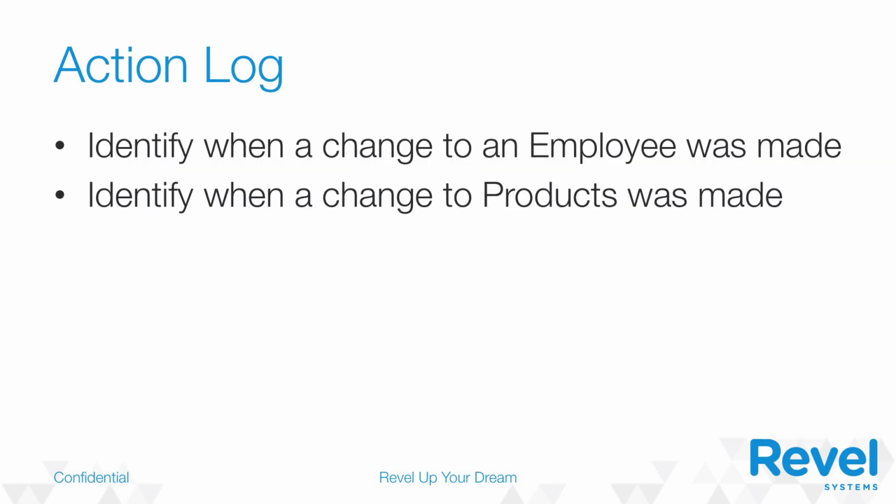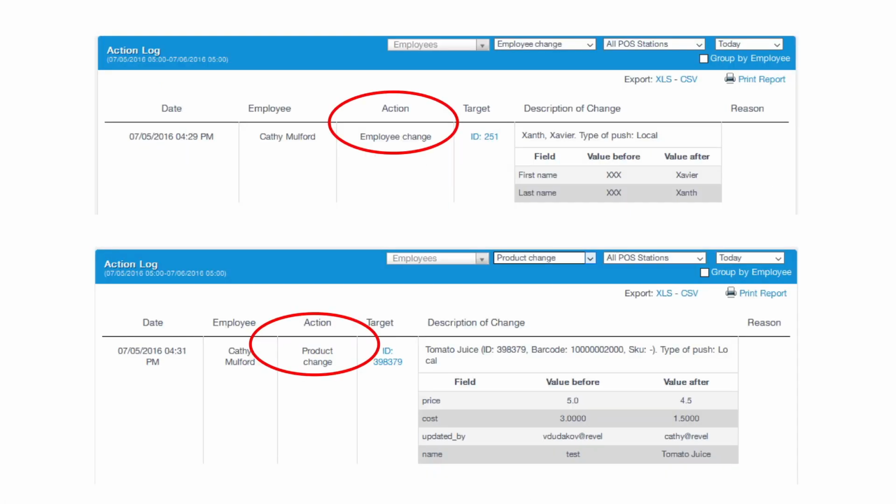The action log has been enhanced so that now you can identify when a change to an employee was made, as well as identify when a change to a product was made. To show you what that looks like, this first image shows where a change to an employee was made. You see exactly which employee performed this action and which employee the change was made to. You'll see the value before and the value after, the end result of the change.